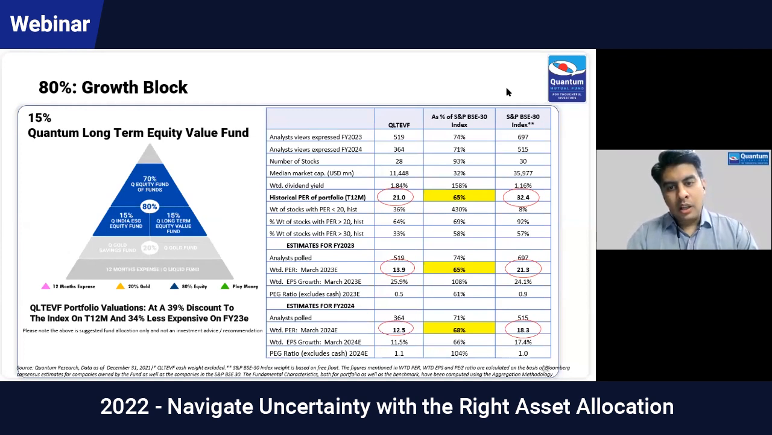If you look at the valuation scenario on a trailing 12-month basis, it is available at a 39% discount to the index, that is BSE 30. And even on a forward-looking basis, on a 1-year forward basis with 2023 estimates, it is 34% less expensive than the index. So that really truly tells you that it is certainly a value style. It has remained true to label since inception, and this could be a small chunk of your equity allocation, a 15% allocation to the long-term equity fund.